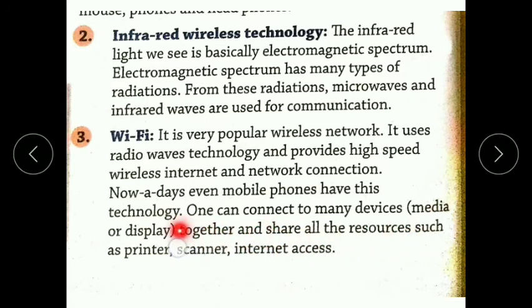Nowadays we use this Wi-Fi technology in our mobile, and we can share our resources also with the help of Wi-Fi technology. And which resources do we share? Printer, scanner, internet, etc. We can share with the help of Wi-Fi technology.